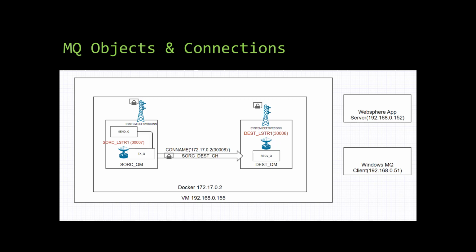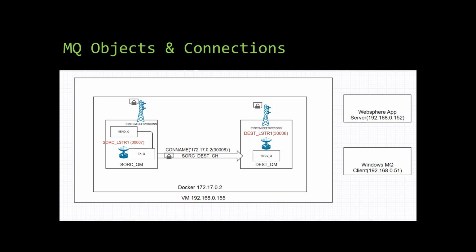Before going to the practical session, let me explain what we're going to implement. As you can see on the screen, I have MQ installed on a Docker container which has the IP 172.17.0.2, and that Docker container resides in a virtual machine with IP 192.168.0.155. So this is one VM, and on the side you can see I have two separate VMs.